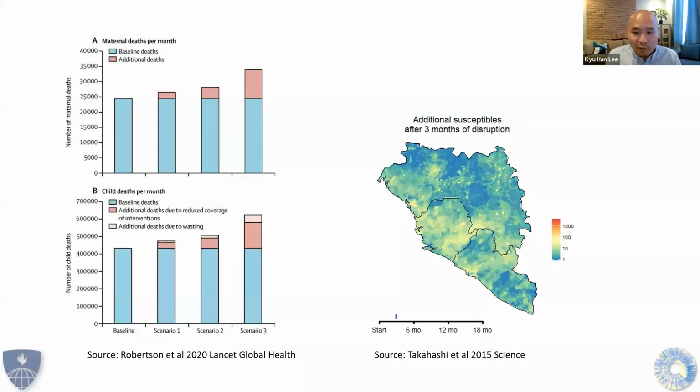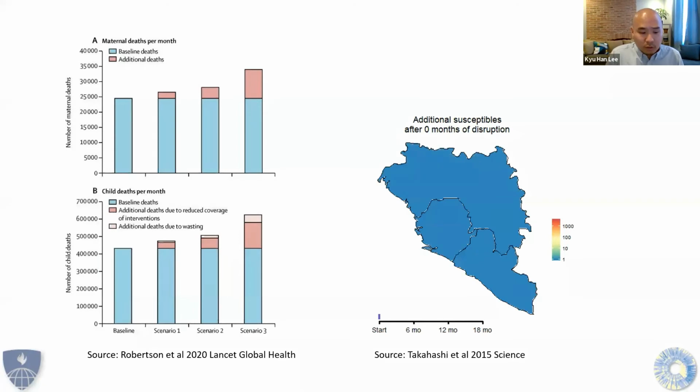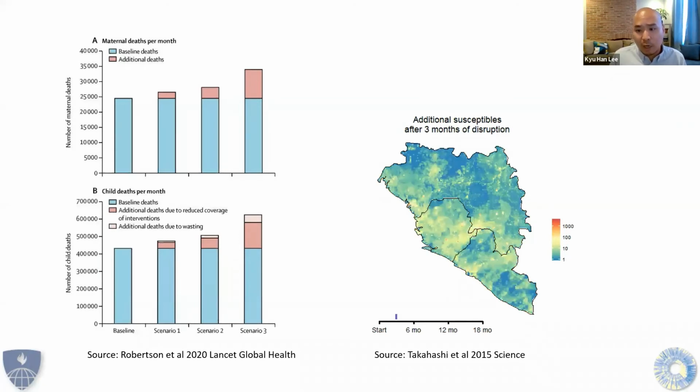The fun little figure on the right is from an earlier paper that I believe Justin was part of. They looked at the disruptions that occurred during the 2014 Ebola outbreak in West Africa, and predicted the number of children between 9 and 59 months of age who became susceptible to measles because of these disruptions in immunization. When these disruptions occur, it leads to increased risk of major outbreaks of other diseases such as measles.